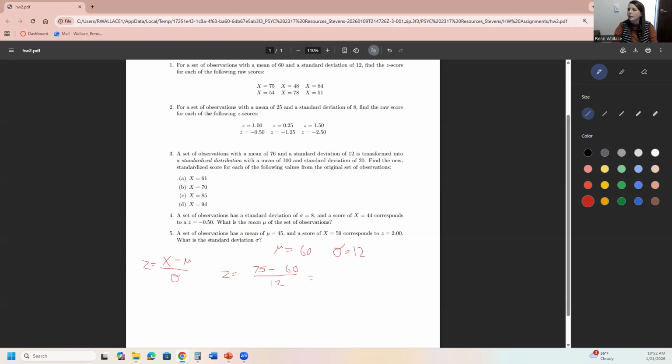Then number 2: for a set of observations with a mean of 25 and a standard deviation of 8, find the raw score for each of these. In the first one, you were finding the z-score for the raw scores, and in this one, you're finding the raw score for the z-score. How do you do that? Well, go back to the lecture and watch, or watch this. Okay, let me erase these.